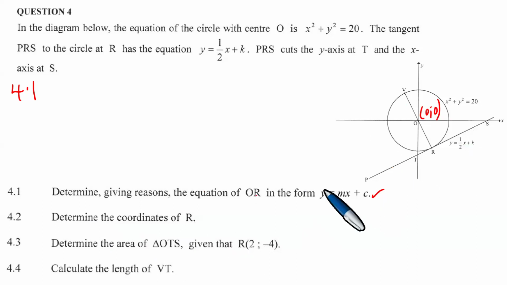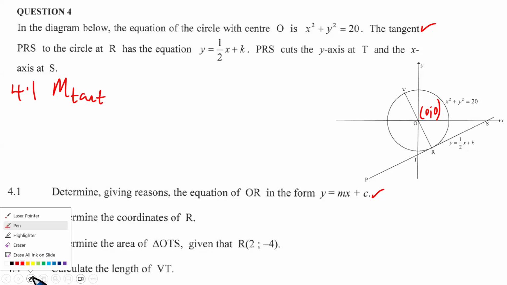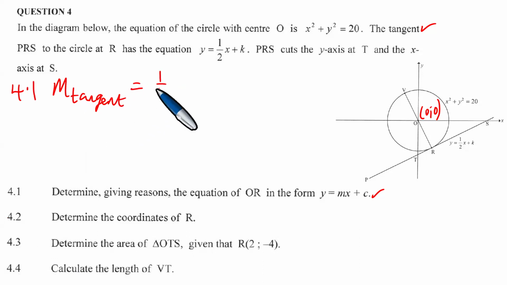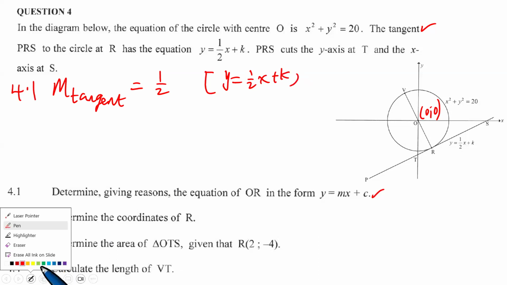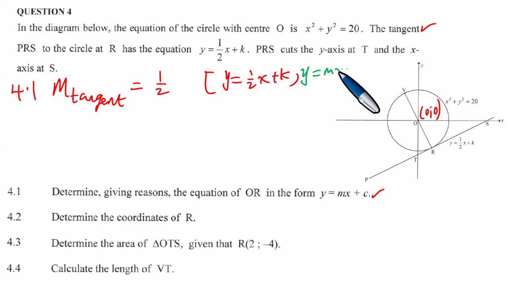To find the equation of OR, a couple of things remain very important. It's a very smart question from the examiner. First we have the tangent. This tangent touches the circle there. What is the gradient of the tangent? The gradient of the tangent is 1/2. What is this tangent doing? It is touching the circle at most at one point. And why are we saying the gradient is this? Because the equation is y equals 1/2 x plus k, compared with y equals mx plus c.